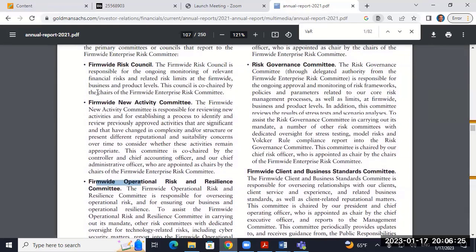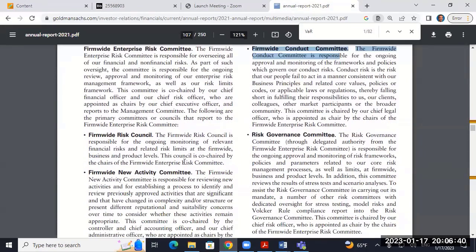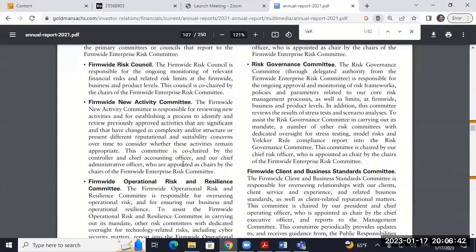Can you tell the difference between the firm-wide new activity committee and the firm-wide operational risk and resilience committee? That's kind of cool, isn't it? The resilience committee. The risk governance committee. What's the difference between that and the firm-wide conduct committee? What are these people doing? Are there differences between them? So I love that USAA was really, really clear.